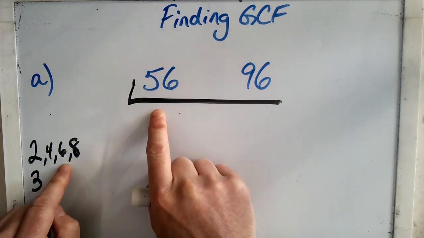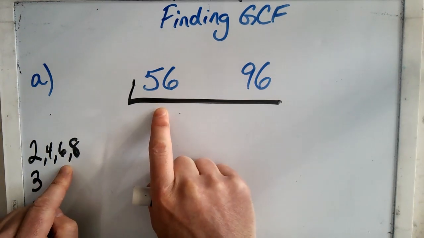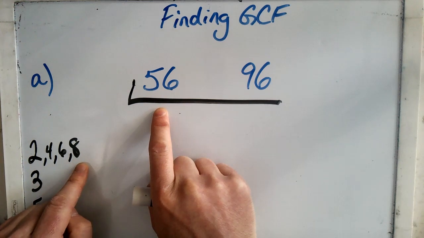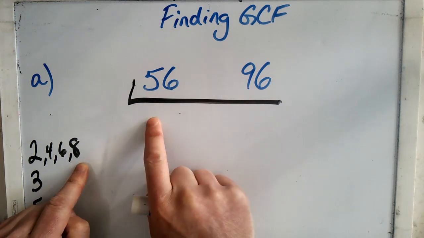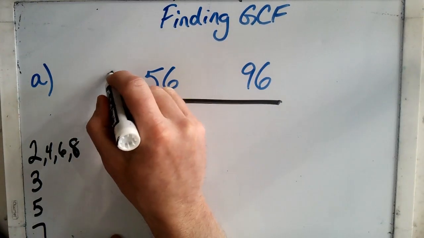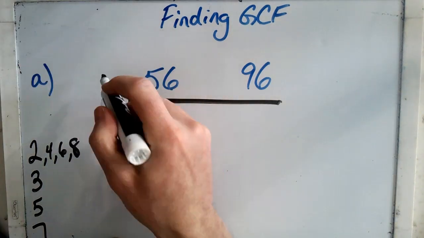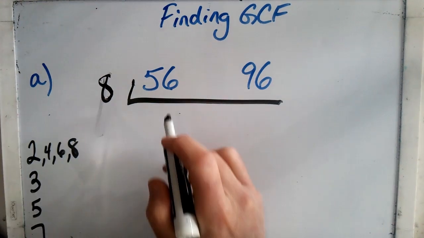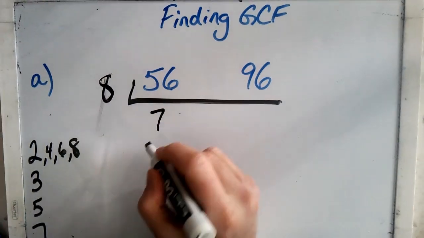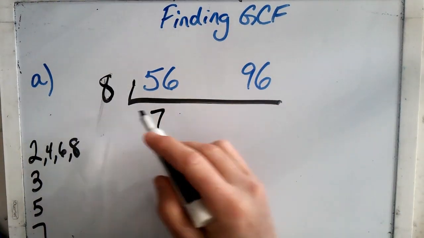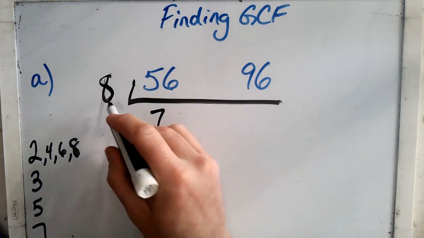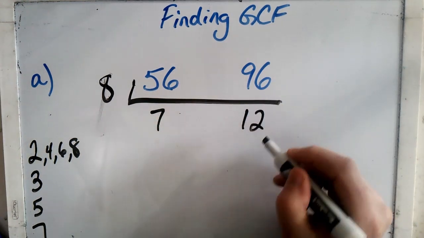6, if I go even bigger, 6 doesn't go into 56. If I go to 8, it goes into both. So I'm going to try 8. So 56 divided by 8 is 7. Always divide by the greatest common factor. 96 divided by 8 is 12.